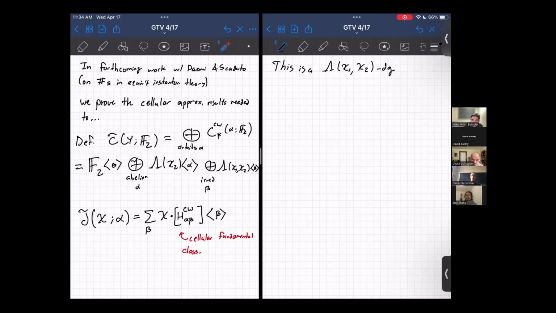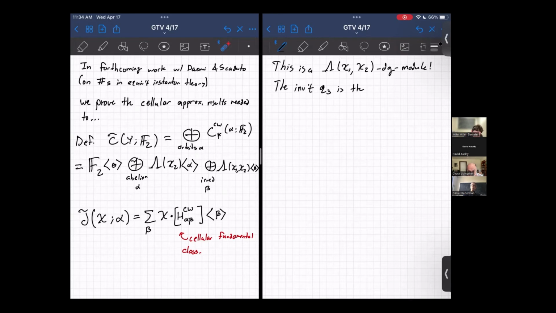The complex we get as a result is a DG module over this exterior algebra on two generators. And the invariant Q3 is going to be defined as a chi2 equivariant analog of this H invariant.